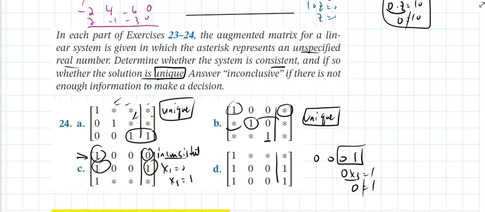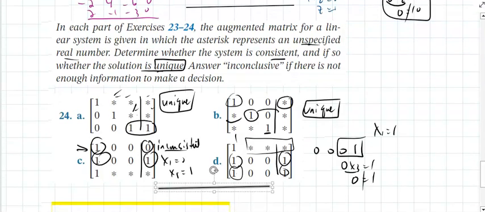Okay, D, there's not enough information because it only tells you that x1 is 1. That's what it says. It says x1 is 1. Put a 1 there. You don't know whether those have a solution, no solution, or an infinite amount of solutions. And that's pretty much what this section is all about.